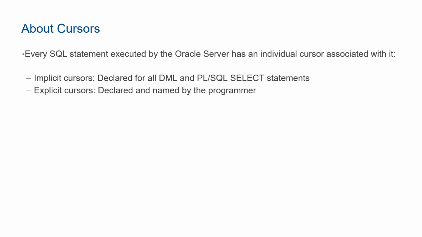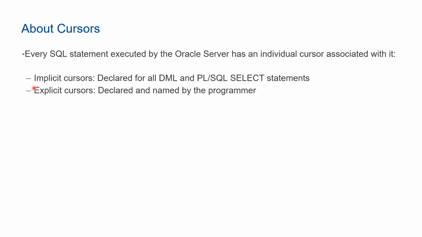So cursors, what are cursors? Every SQL statement executed by the Oracle server has an individual cursor associated with it. Whenever we are running any SQL statement, it works as an SQL cursor. So how many types do we have? We have two types: implicit cursors and explicit cursors.